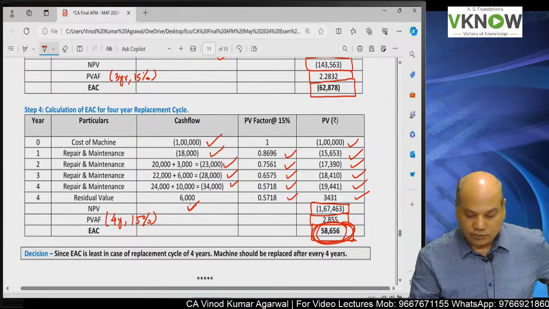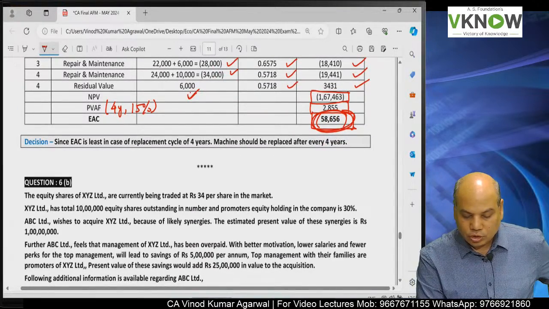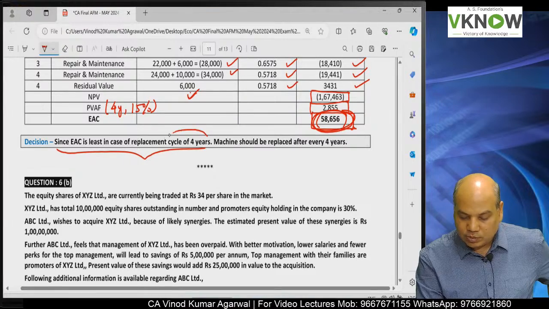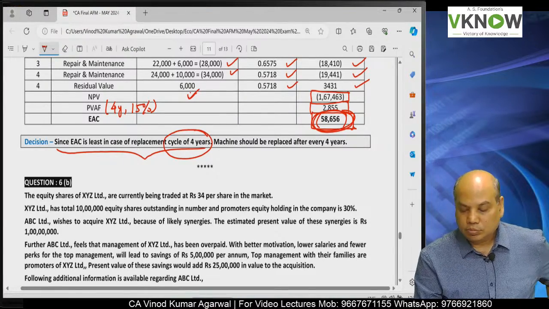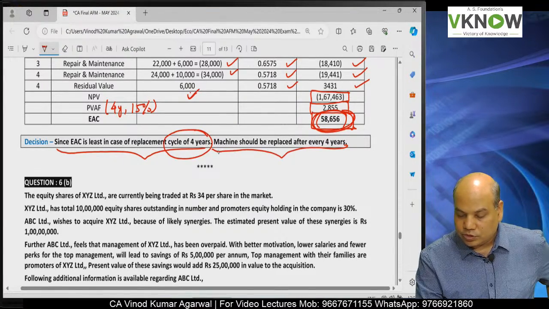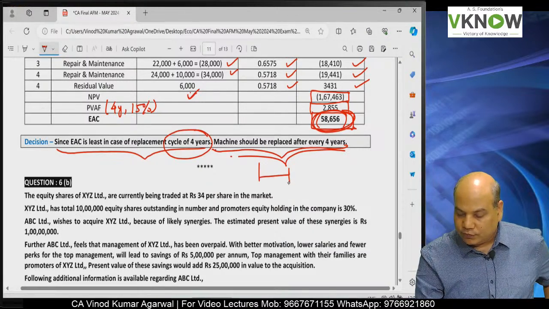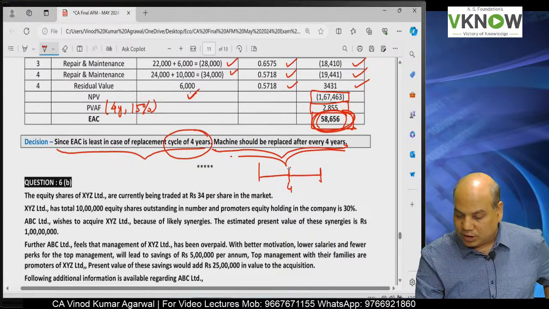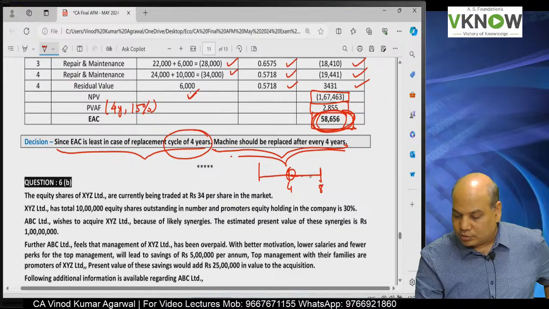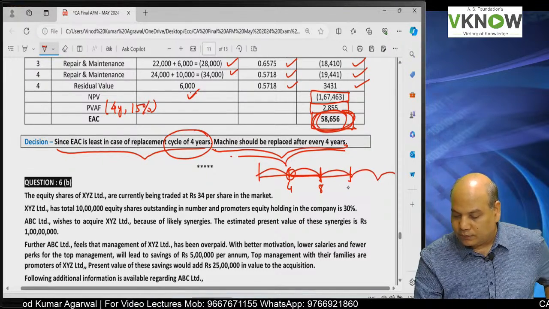This is the lowest. If this is the lowest, your optimum replacement cycle will be 4 years, because your equivalent annualized cost is lower. So you buy the machine, use it for 4 years, replace it, again use it for 4 years. So the optimum replacement cycle will be 4 years.